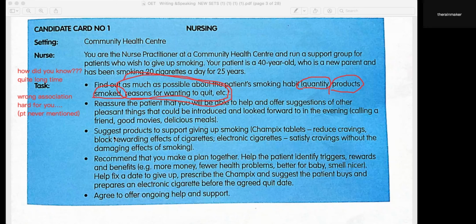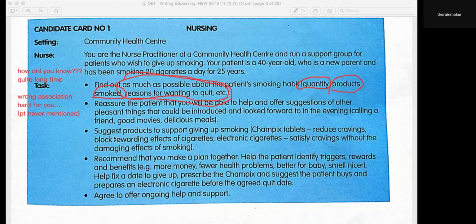Why are you taking things for granted? Like a wrong association. First of all, you're saying that it is hard for you. The patient is not saying that it's hard for her. When you say, okay, give up, and the patient says no, then it's hard. Obviously, the patient is willing by herself to give up smoking. Then how is it hard? The patient never mentioned that.